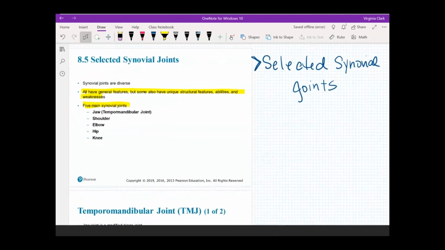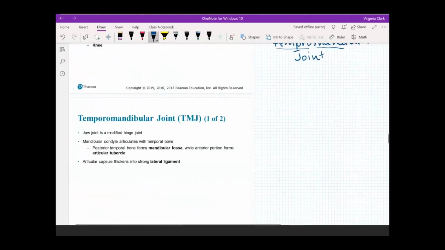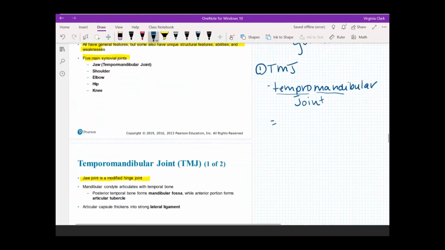The first one is the TMJ, otherwise known as the temporomandibular joint. The temporomandibular joint connects the temporal bone and the mandible bone, so it's the jaw. This is a hinge joint, and this is one of the areas where you have the most easily dislocated joint in the body.